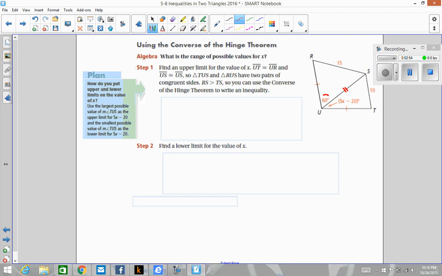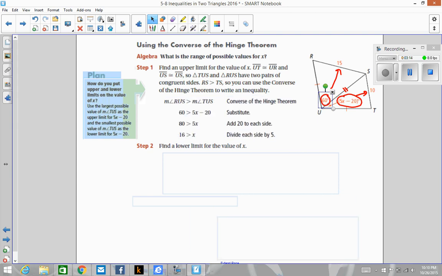And so now we're looking at this angle and this angle. All right, and across from them are these sides. All right, and so since the 15 is bigger than the 10, the 60-degree angle must be bigger than the 5x minus 20. And so we can use that to write an inequality, and so therefore we get this inequality. The angle RUS must be bigger than angle TUS. And so 60 is greater than 5x minus 20. Add 20 to both sides, divide by 5, and so x must be less than 16. Okay, but x doesn't go on forever to the negative.